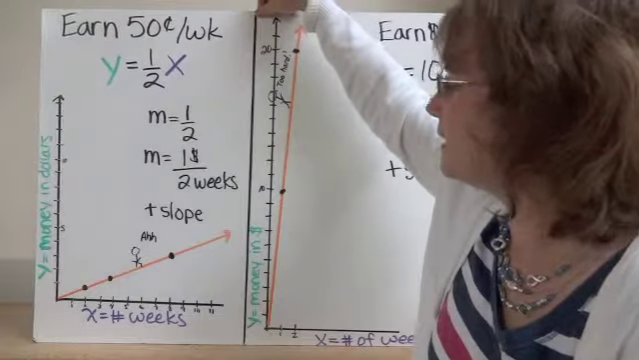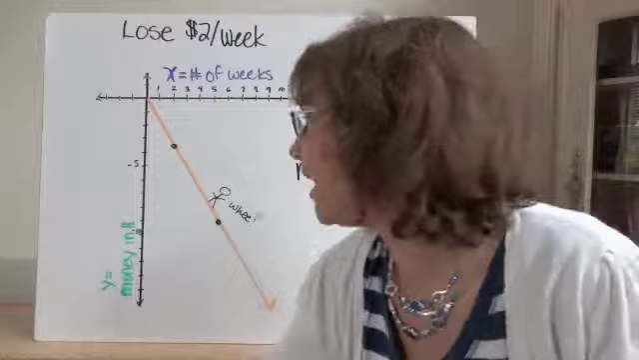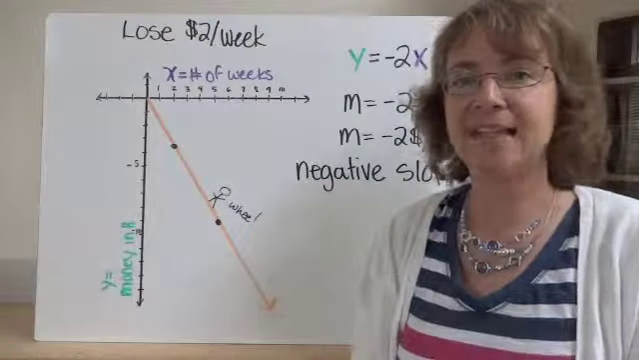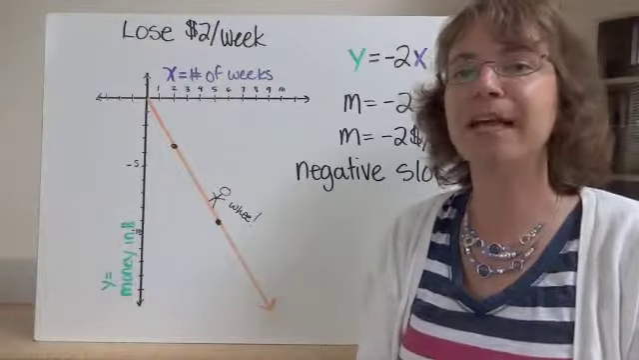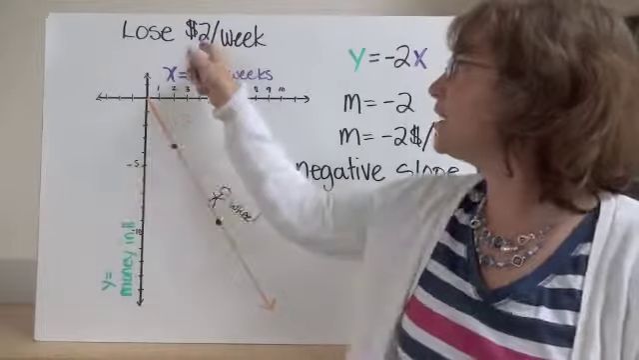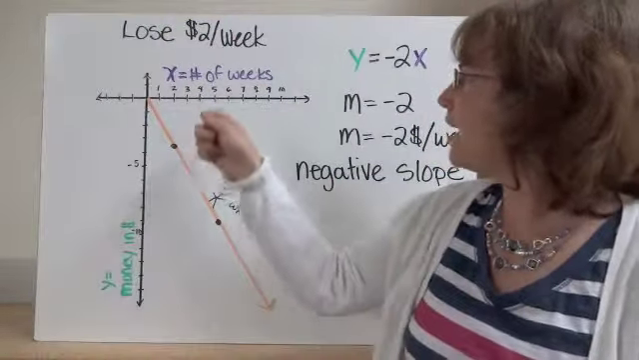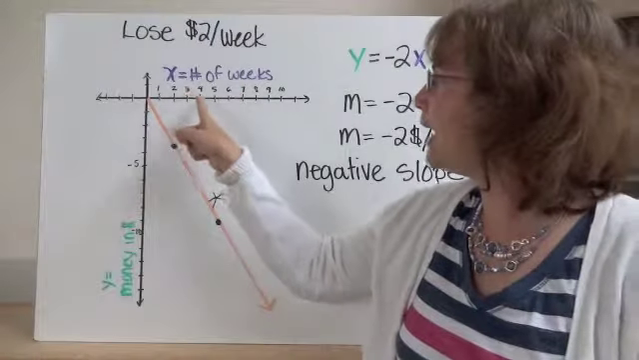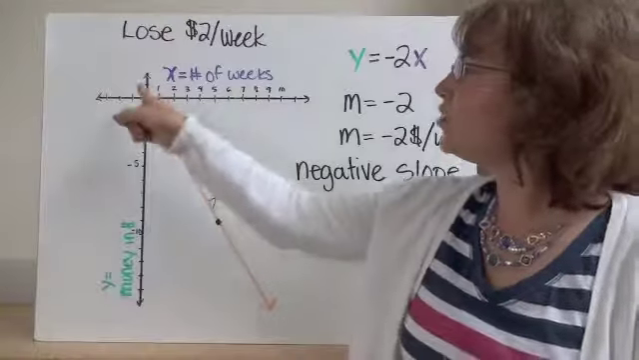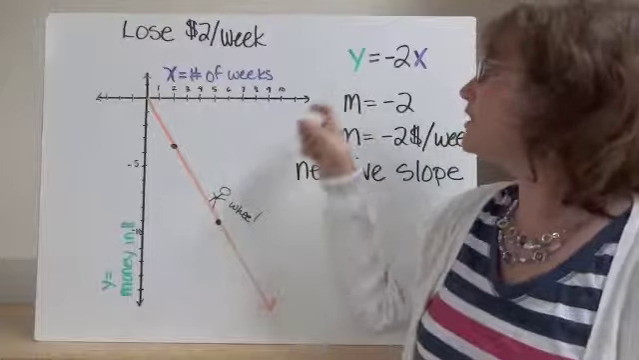Now, what if, instead of making money, we're losing money? Say you've purchased a jetpack and it uses $2 a week in gas. Over time, you're going to lose money. So each week, you're going to lose $2. So after 2 weeks, since you're losing $2 a week, you will lose $4. And after, let's say, 4 weeks, you're going to lose $8. So you can see over time, you're losing money. You have a negative slope.